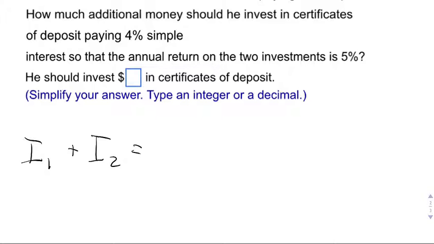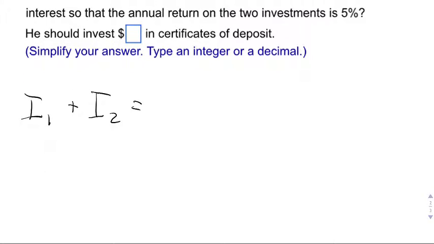So he wants to finish at the end. He wants to have a total rate of 5%. Right. So then, we could talk about the total interest. So we need to find an expression that shows the total rate. So let's see. We'll say interest total.